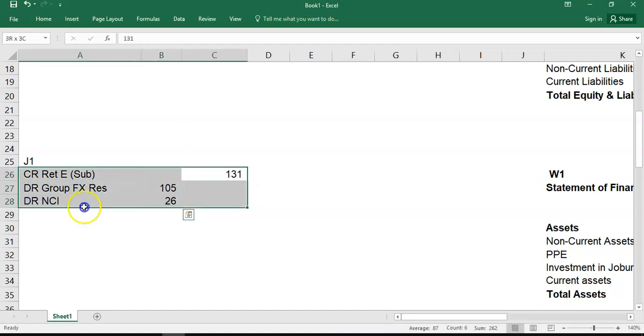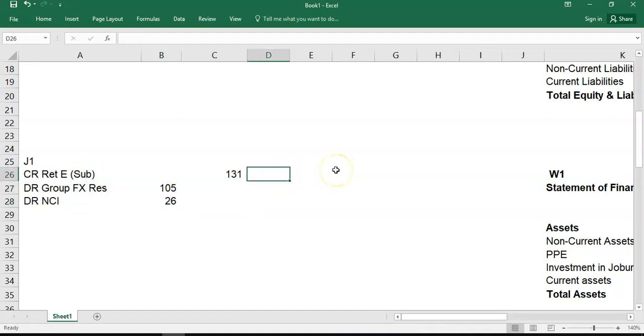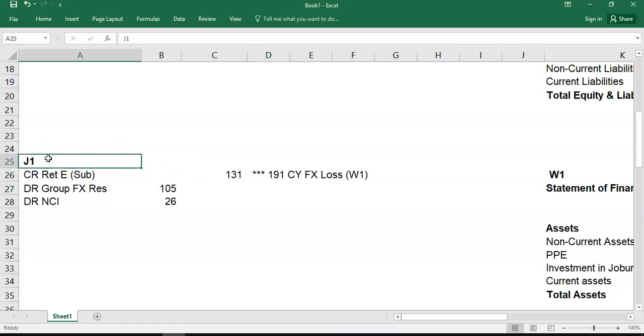So that's the cumulative 2-year, and a good student, what they'll put there is, they'll put here 3 stars, 191 current year FX loss. So you'll know there that actually the 131 doesn't go into the OCI, it's 191. And you've done that in working one. So quite complicated there, a nice bit of work involved. So this is the hardest you'll get in terms of consolidations.